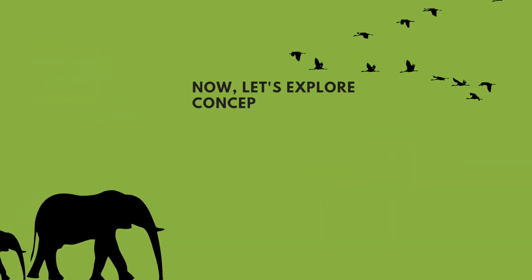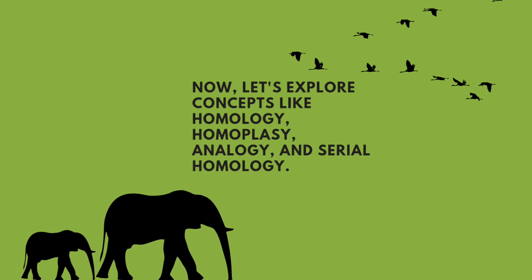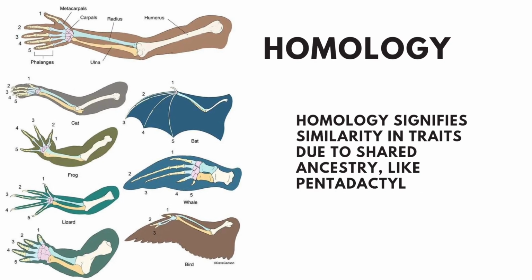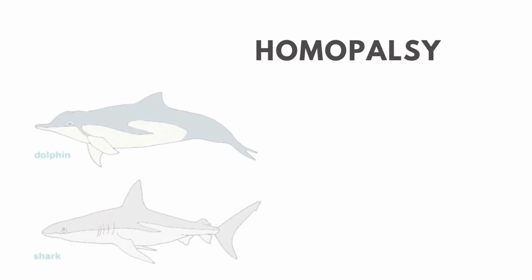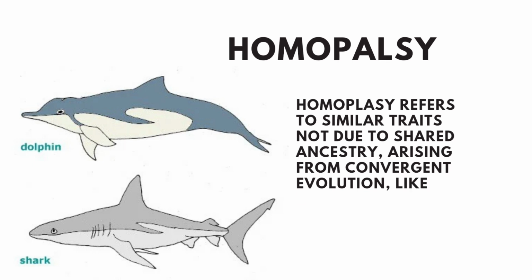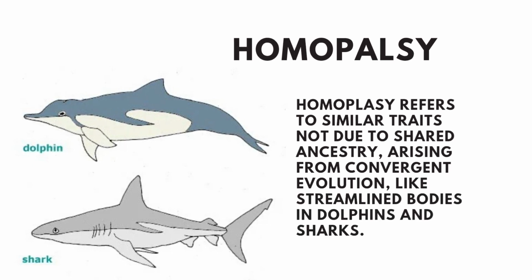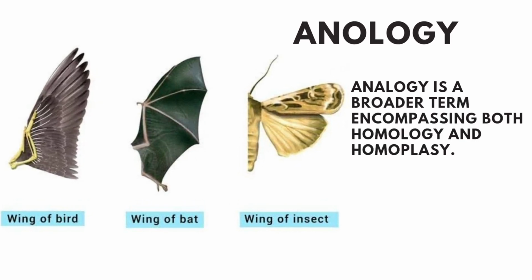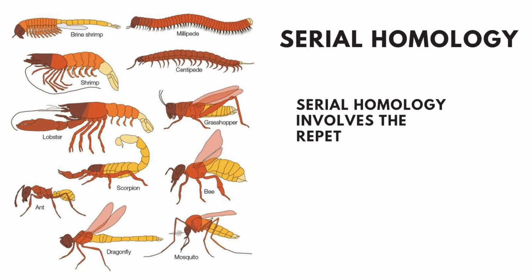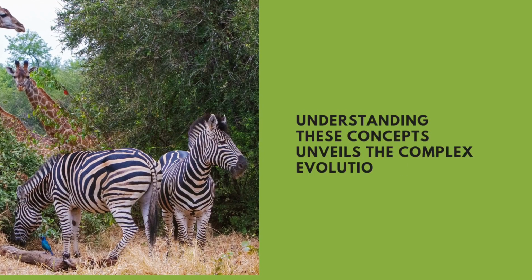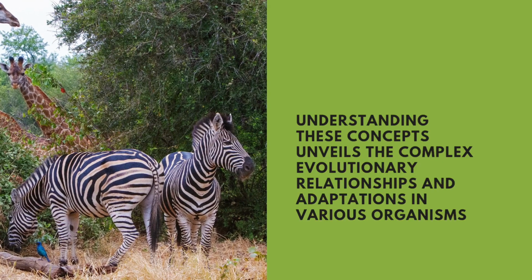Now let's explore concepts like homology, homoplasy, analogy, and serial homology. Homology signifies similarity in traits due to shared ancestry, like pentadactyl limbs in vertebrates. Homoplasy refers to similar traits not due to shared ancestry, arising from convergent evolution, like streamlined bodies in dolphins and sharks. Analogy is a broader term encompassing both homology and homoplasy. Serial homology involves the repetition of homologous structures within an organism's body, such as segments in arthropods. Understanding these concepts unveils the complex evolutionary relationships and adaptations in various organisms.